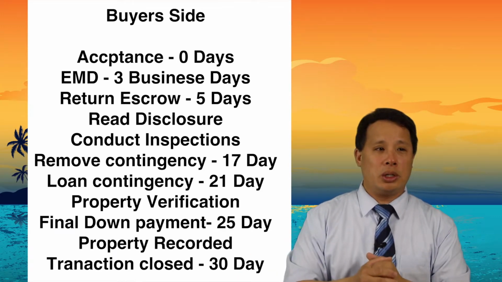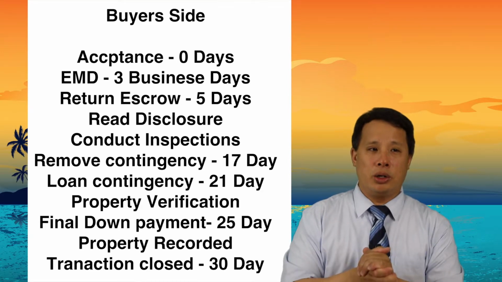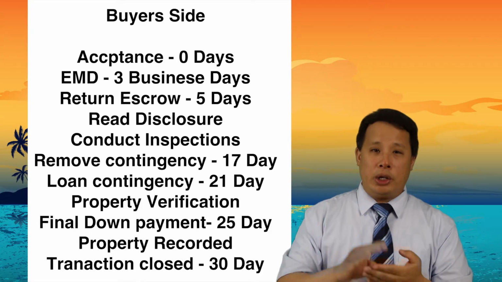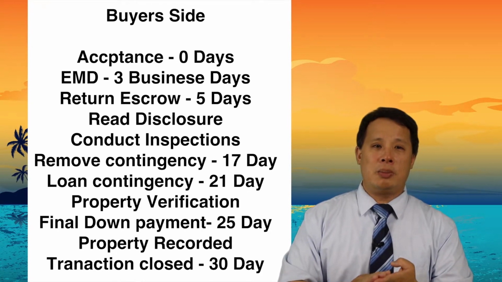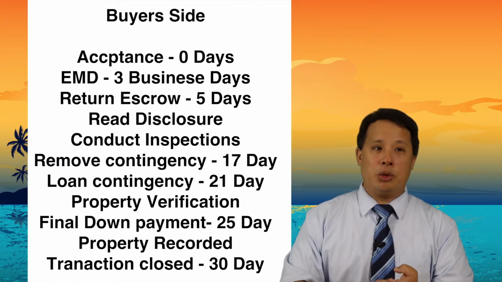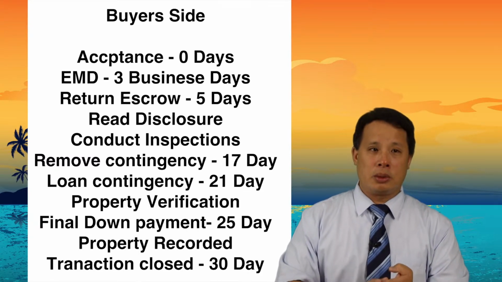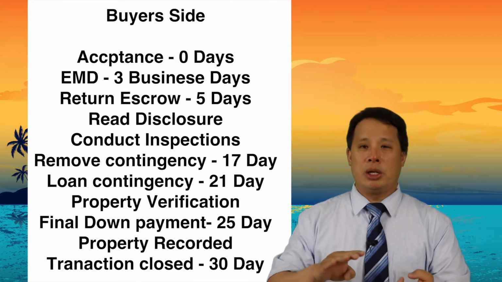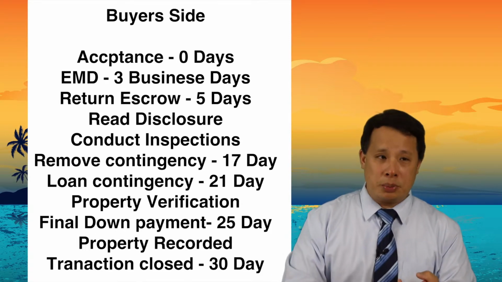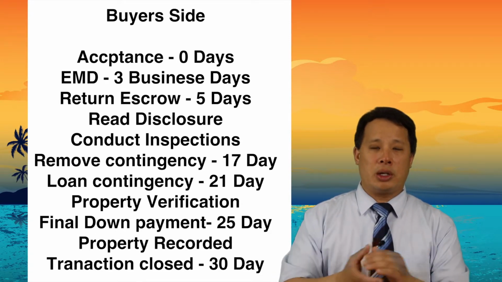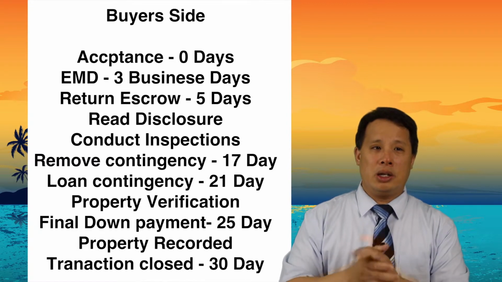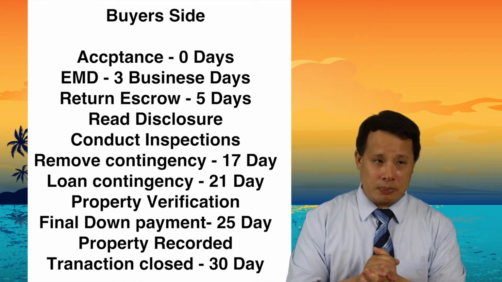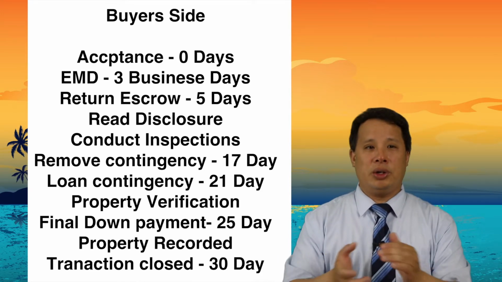So that's a quick buyer side run-through. Once the offer gets accepted, it's considered day 0. Within 3 business days, you want to wire your earnest money deposit. Within 5 days, you want to return your escrow instructions. And within 17 days, you want to read through your property reports and disclosures, conduct all inspections, and satisfy all conditions of the property, and if everything is satisfactory, you want to remove contingencies within 17 days. And if you have a loan, that's on the 21st day.